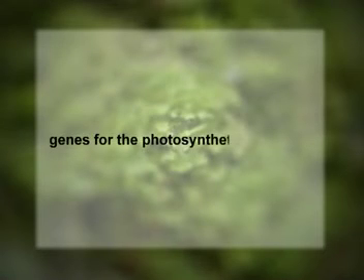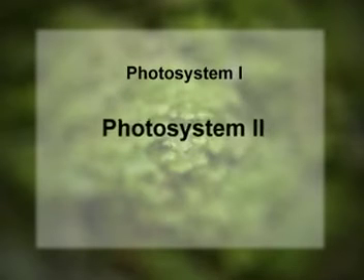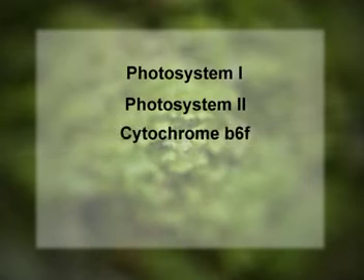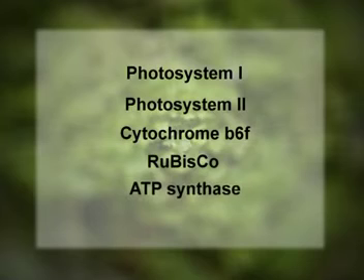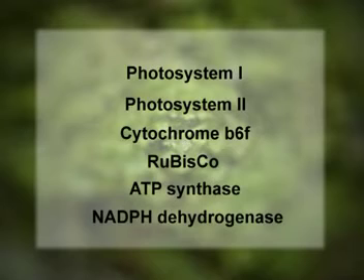The genes found in chloroplast DNAs are generally conserved with respect to content and order, especially within a particular group of organisms. These can be divided into 3 broad categories. The first category comprises genes for the photosynthetic apparatus. This category includes photosystem I, photosystem II, cytochrome b6f, Rubisco, ATP synthase, and NADPH dehydrogenase genes.